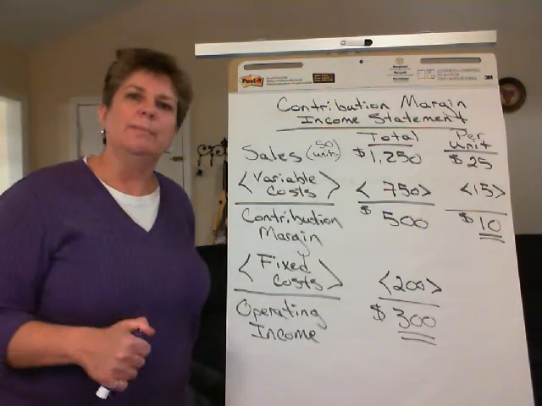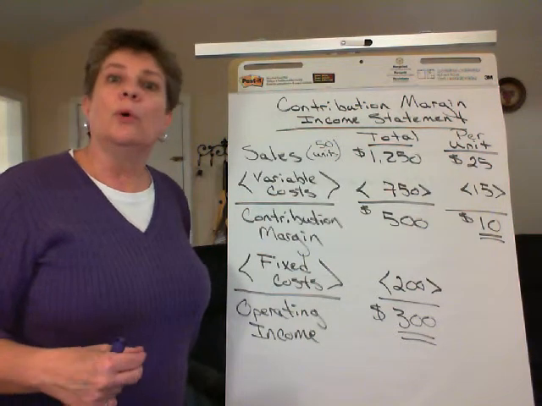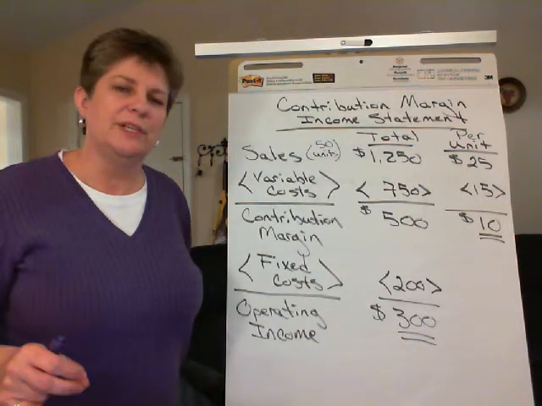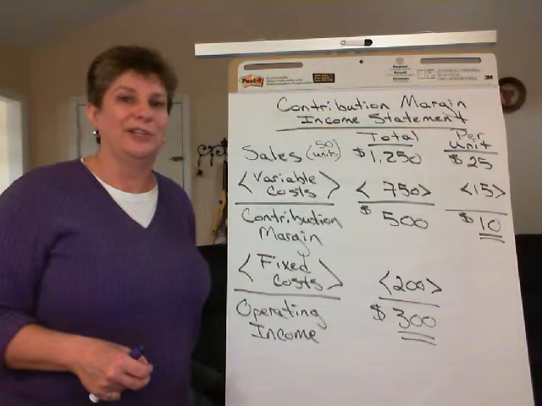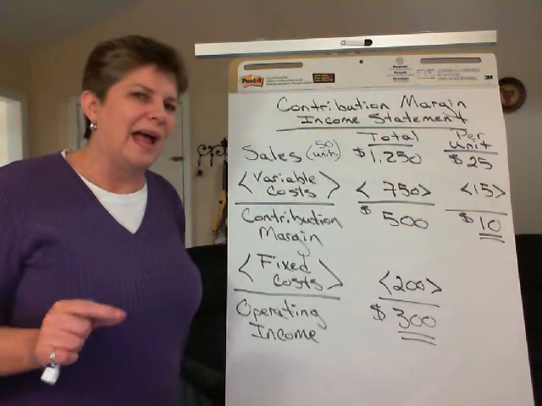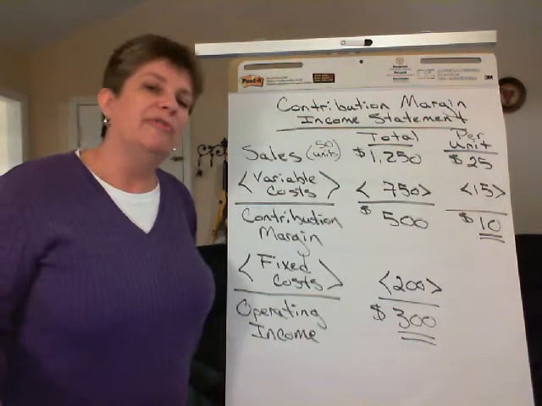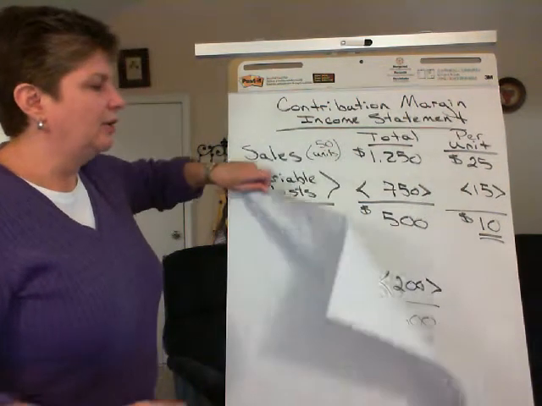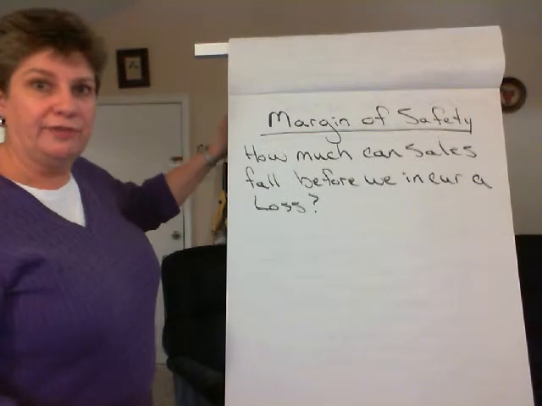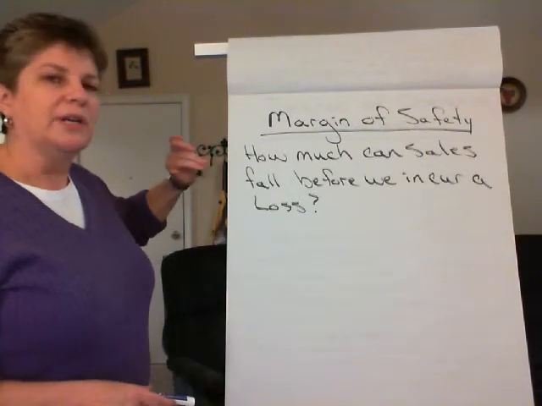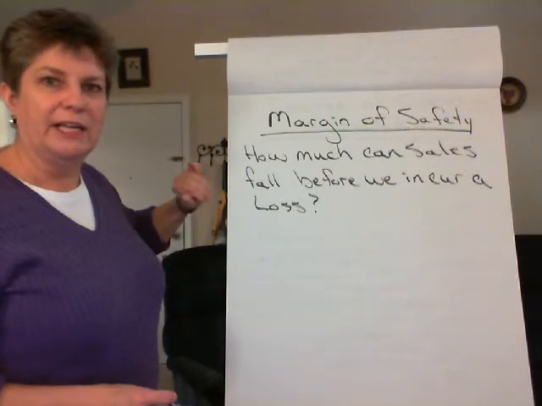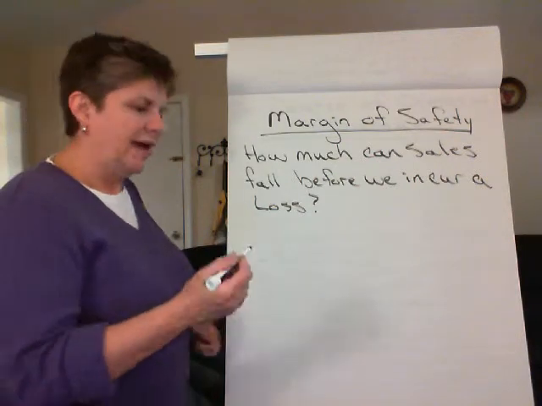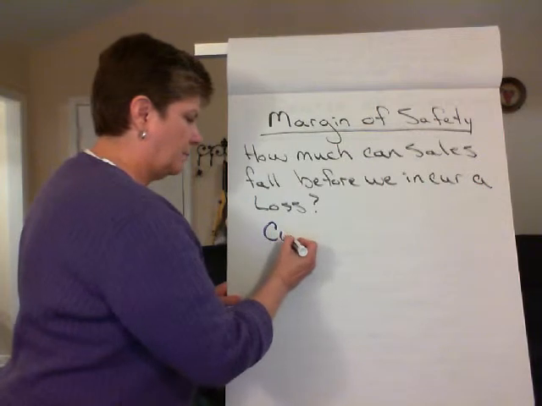Now, sometimes what management may want to know, rather than knowing break-even point, is how bad can things get? Particularly in the economy that we've been experiencing the last couple of years, managers want to know how much can sales fall before we start incurring losses. And the answer to that question is to calculate the margin of safety. Margin of safety answers the question, how much can sales fall before we begin incurring a loss with everything else held constant. Now, to calculate that, we take a look at current sales.